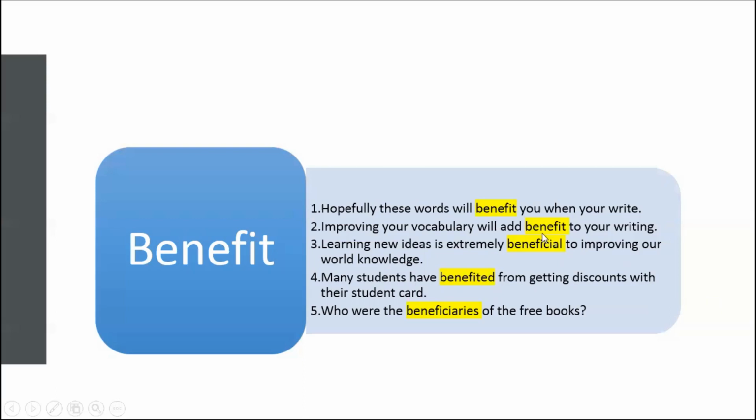Okay, so we've got benefit to and beneficial to. We've also got benefited from and beneficiaries of. So we have different prepositions depending on what the meaning of the sentence is, what's actually happening in the sentence.